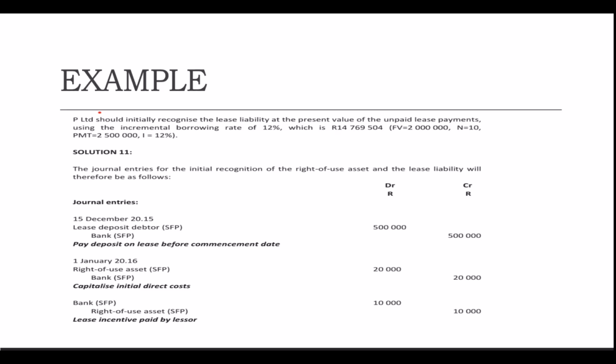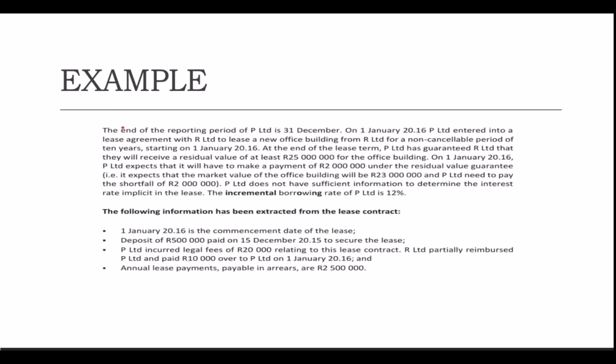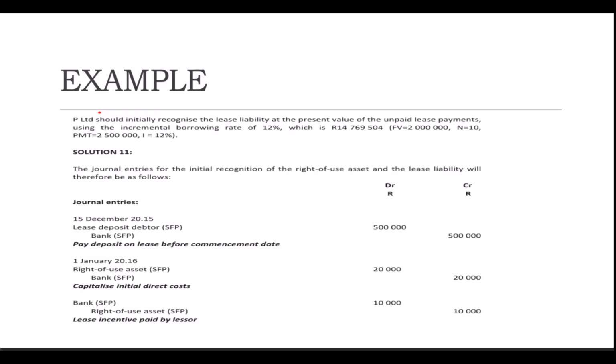You can try it on your calculators. You get that answer. But let me see something. How did they get a future value of 2 million? Let me see. P Limited expected to have to make a payment of 2 million under the residual value. Okay, all right. This one is a hard one. Whenever you are calculating this present value, you do it from the perspective of the lessee.